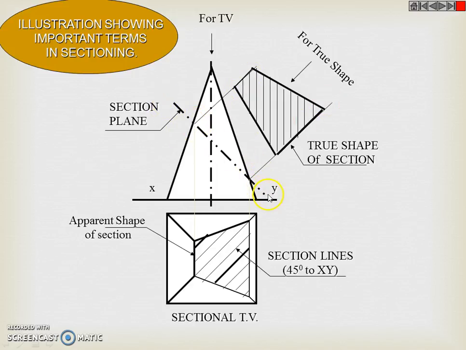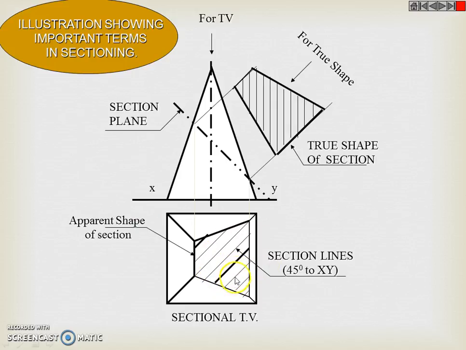So here the section plane is this. Parallel to the section plane we have drawn the true shape of the section. So in the front view we have the section plane, and in the top view we will get the sectional top view. The apparent shape of the section we discussed already. The reduced true shape is the apparent shape of the section that we can see in the sectional top view.